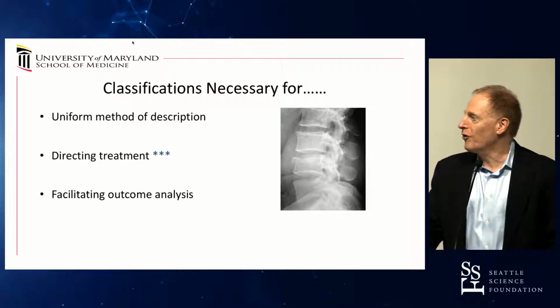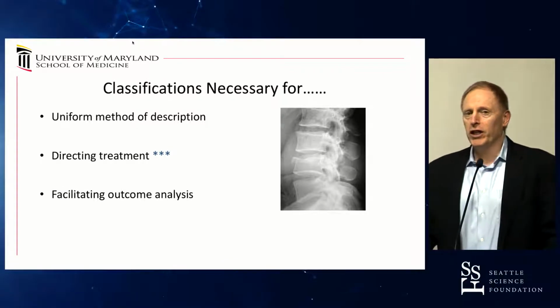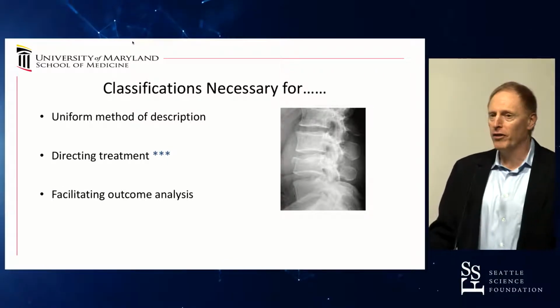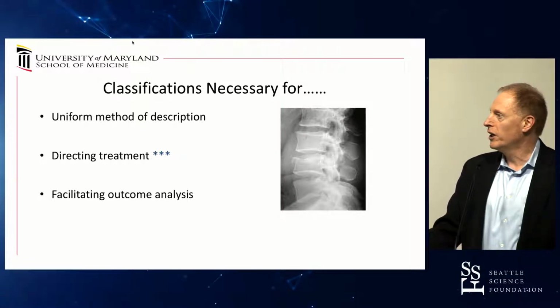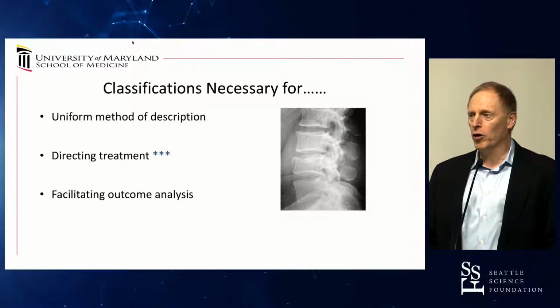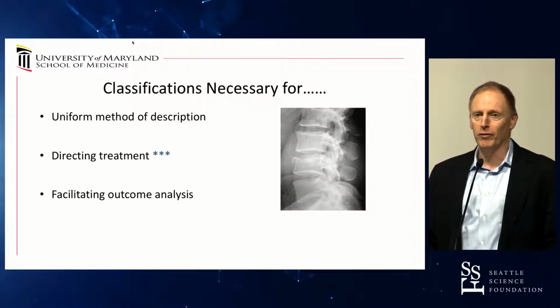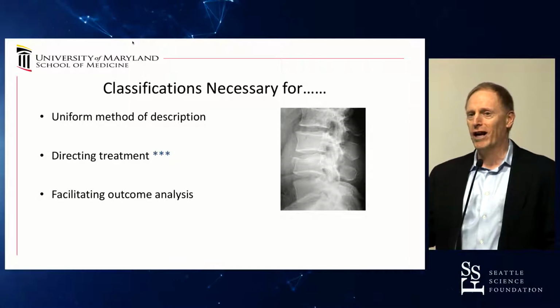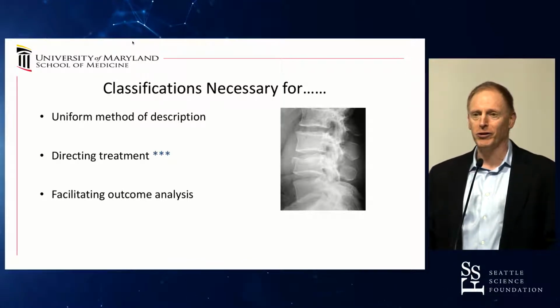So why do we classify things? Well, we need to communicate, and so having a uniform method of description of fractures is important. When I get a phone call in the middle of the night from my staff and they say, I've got this guy who was involved in a motor vehicle collision and he's got a fracture or a dislocation, this is what he's got, it's nice if we're all speaking the same language, right?